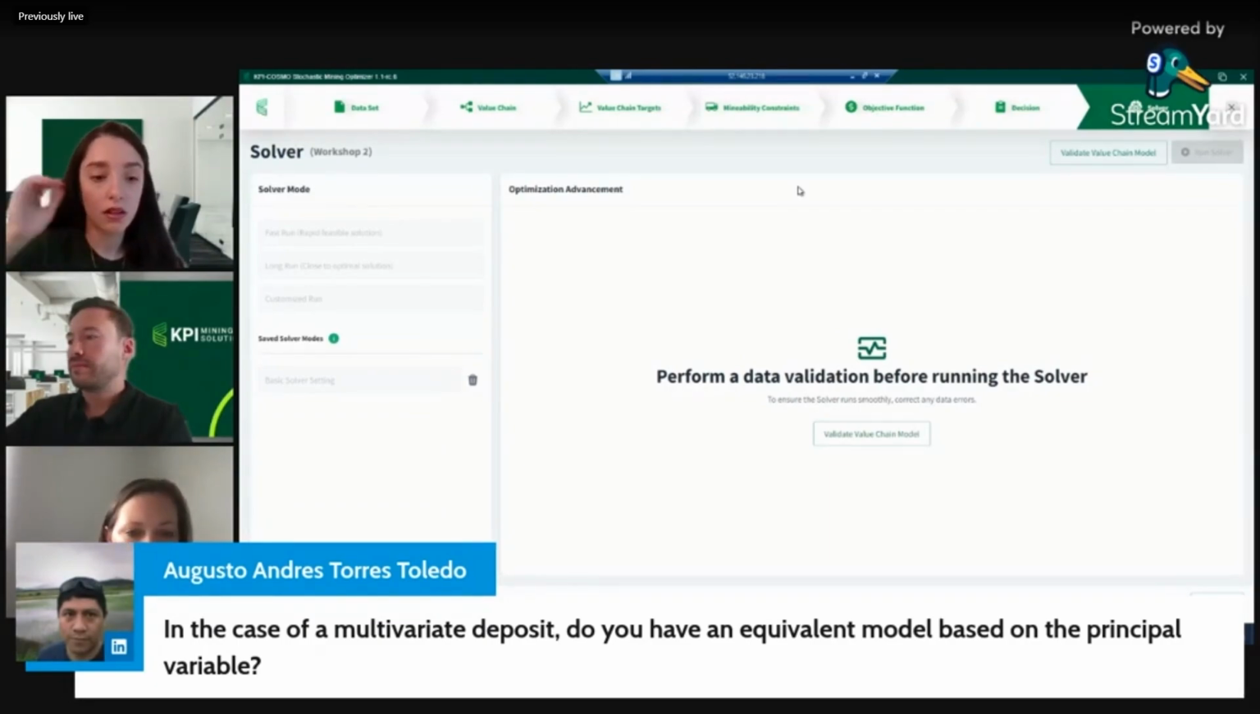In the case of a multivariate deposit, do you have an equivalent model based on the principal variable?